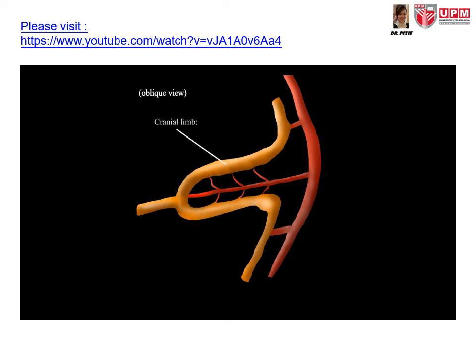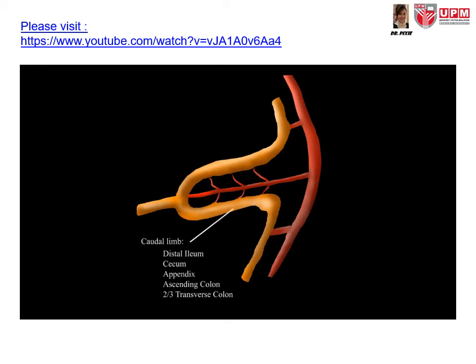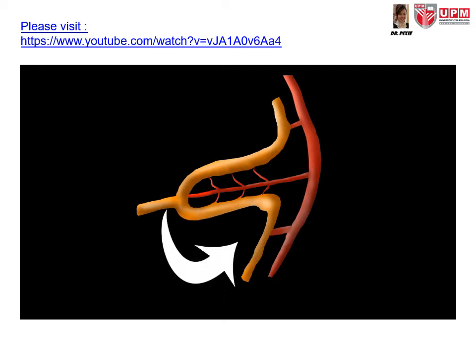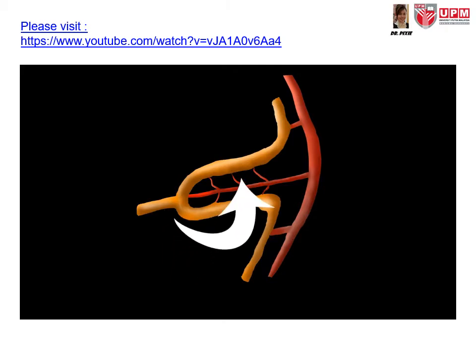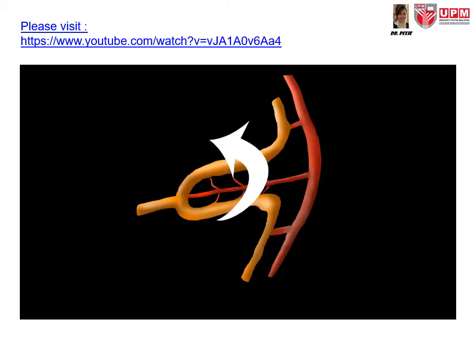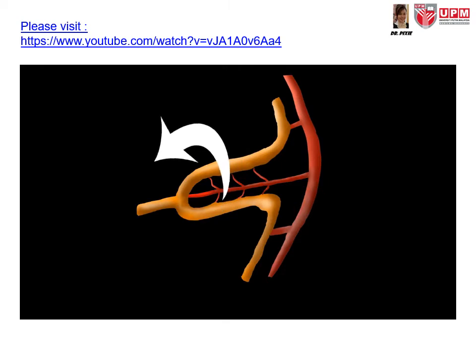The cranial limb of this midgut extension will ultimately form the distal duodenum, jejunum, and part of the ileum. The caudal limb of this midgut extension will ultimately form the distal ileum, cecum, appendix, ascending colon, and 2/3 of the transverse colon. As the midgut lengthens, it also rotates 90 degrees counterclockwise around the axis of the combined superior mesenteric artery and umbilical cord.